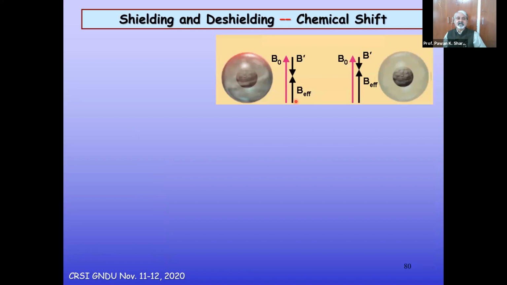Say for example, here I have shown two nuclei along with the electron cloud. If you are able to see this redness in this cloud, then here you see the redness is more on the left side, and on the right side the redness is less.